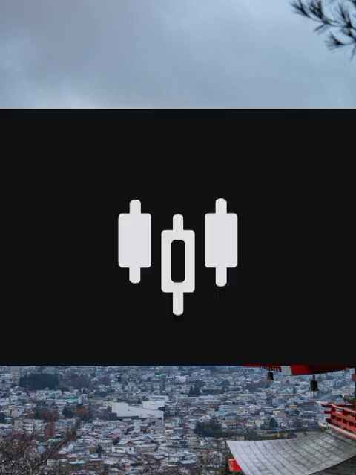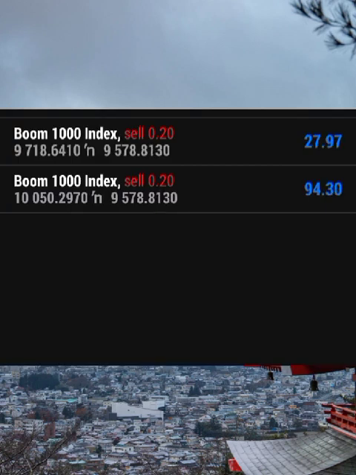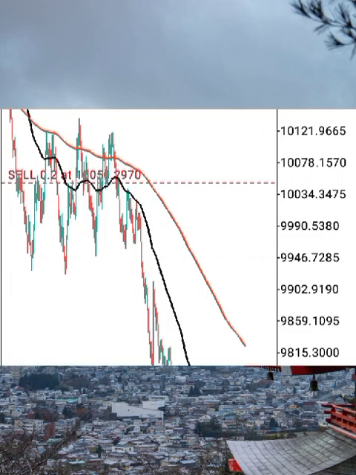And as you can see, let me look at what is happening. One of the trades is giving me $27.97 and the other is $94.31. And all of these trades I entered with the smallest lot size. Imagine, guys, that you enter a trade with the smallest lot size. Look at what is happening here. This is magical.